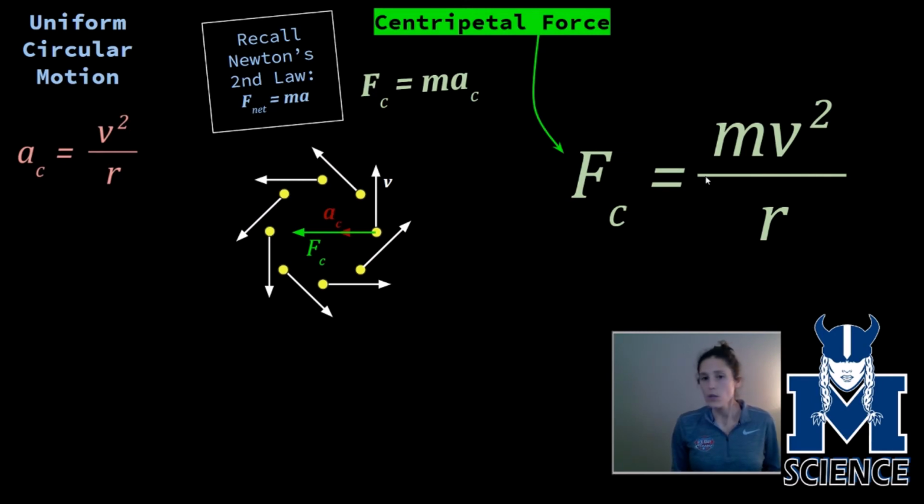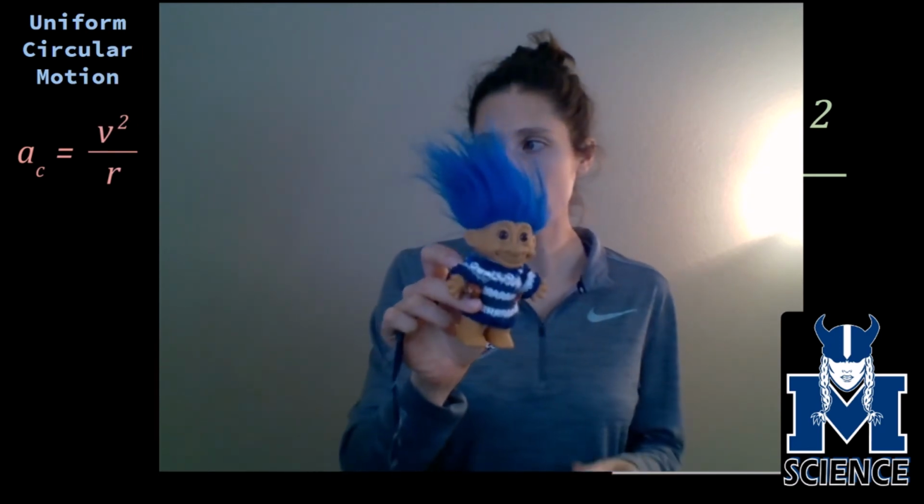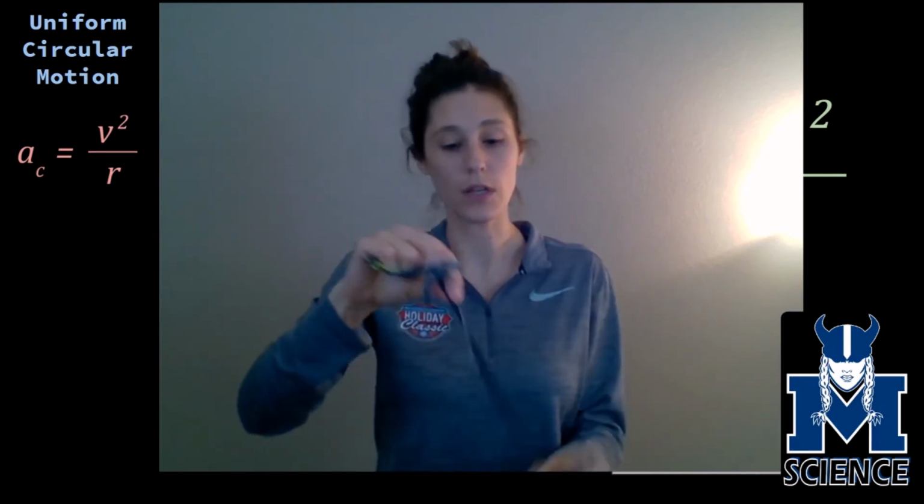Okay, so we can actually take a look at this. So we have Mary McNary here, and I've strapped her into some terrible carnival ride. Okay, so let's go ahead and move her in a circle. So in this case, the tension in this string is going to be what's producing that centripetal force that keeps her going in a circle. So let's see if I can do this, not hit myself in the face.